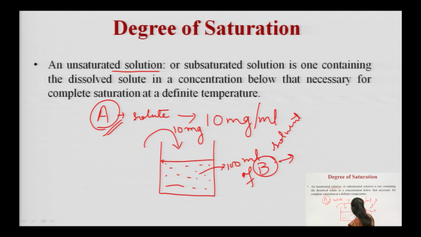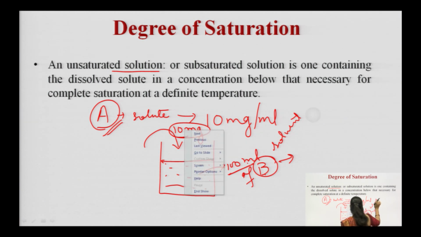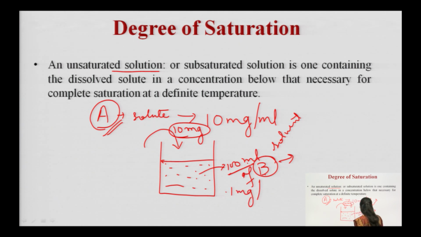So, now we can say that in 100 ml of solvent B, we have 10 mg of drug. That means the concentration here in 1 ml will be 0.1 mg per ml. And here this 0.1 mg is much less than that of 10 mg per ml.